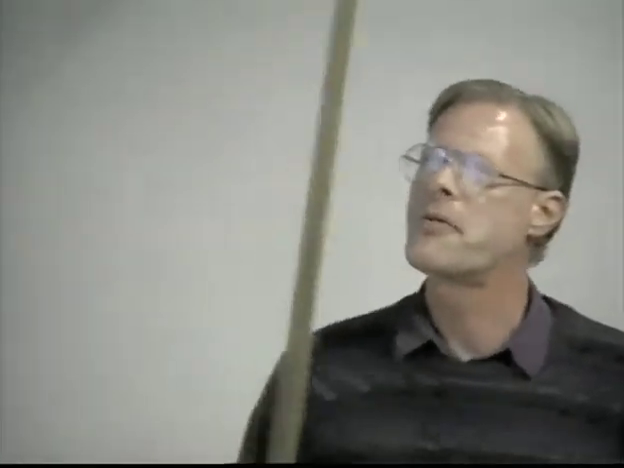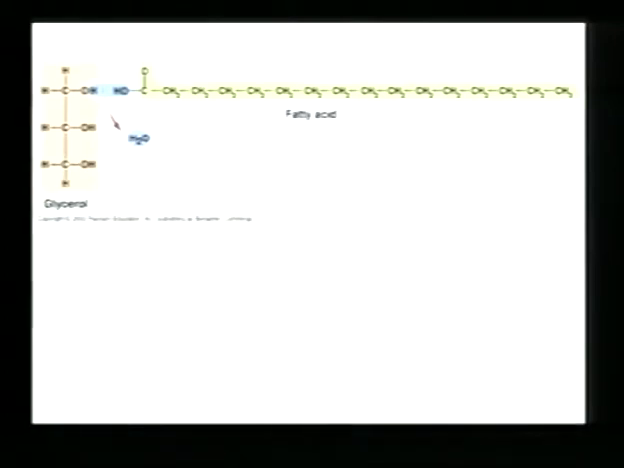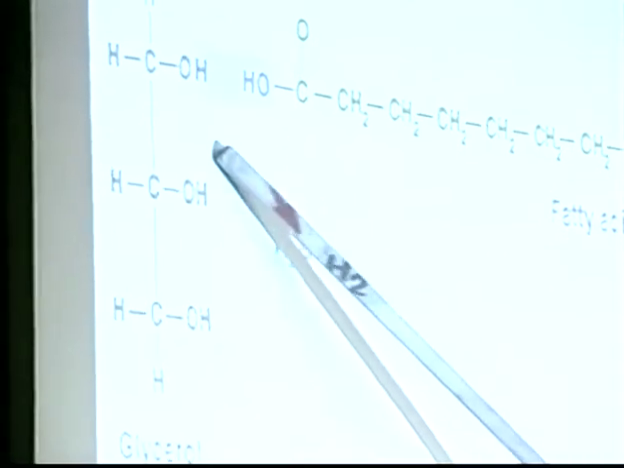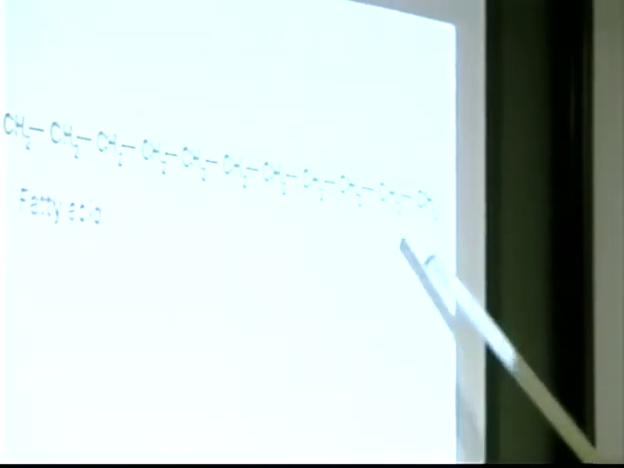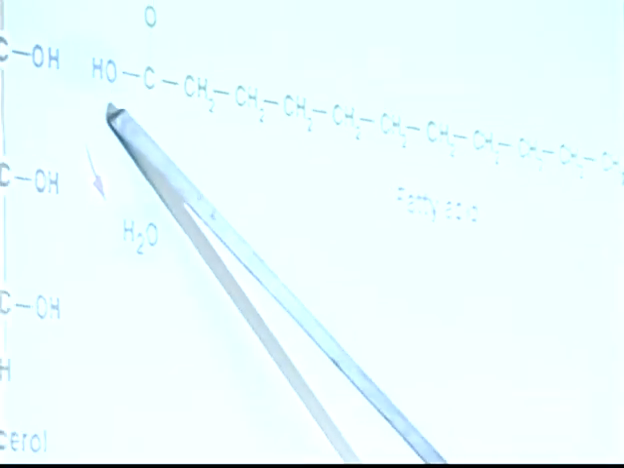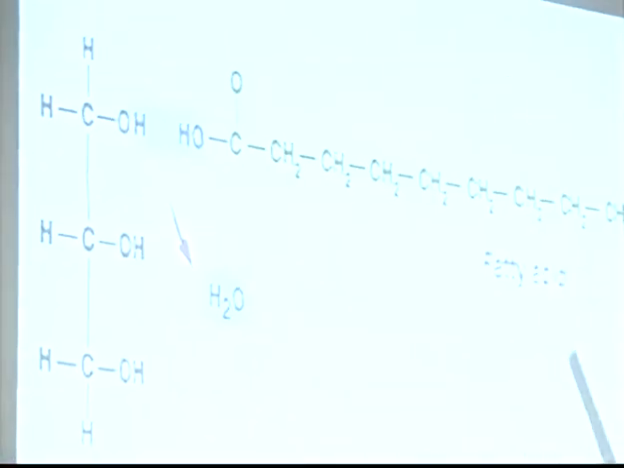Here are the basic units of the fat. We have glycerol. The -ol tells you that it's an alcohol, and it turns out it has 3 hydroxyl groups on it. Here's a fatty acid. Notice this fatty acid is just a long chain hydrocarbon with a carboxyl on the end. That's where the acid comes from in the name. Fatty acids are organic acids. They have a carboxyl group, and in solution that hydrogen tends to pop off.